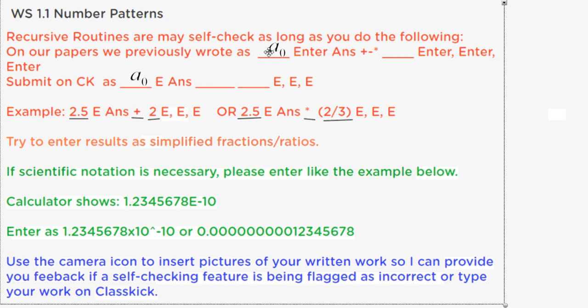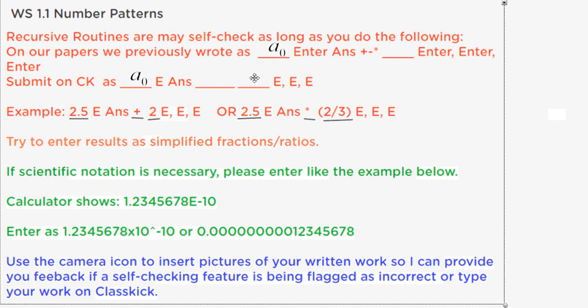With the recursive routine, you start with a sub 0, enter, answer, and then you put: are you adding or subtracting for a common difference? Are you multiplying by a ratio, a common multiplier? And then the amount goes here. Try to enter your results as simplified fractions or ratios, no decimals unless absolutely necessary because it's non-terminating, non-repeating and cannot be written as a fraction or a ratio.